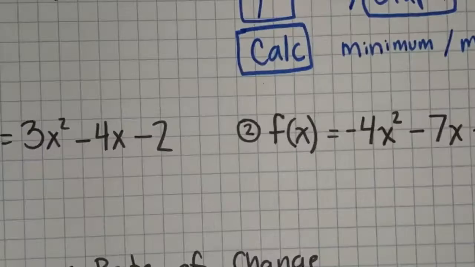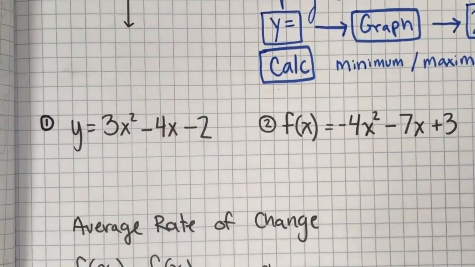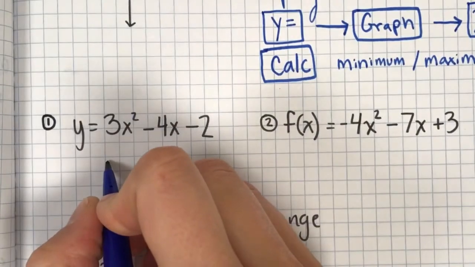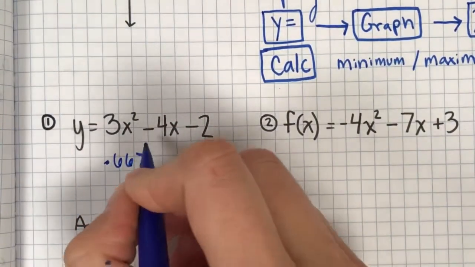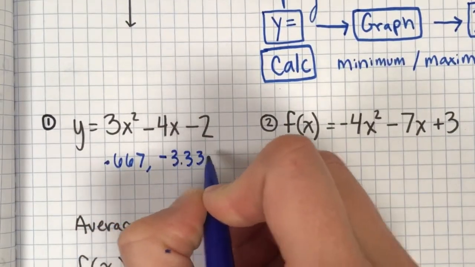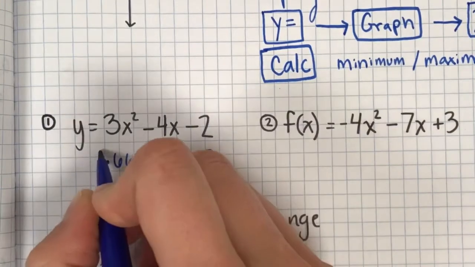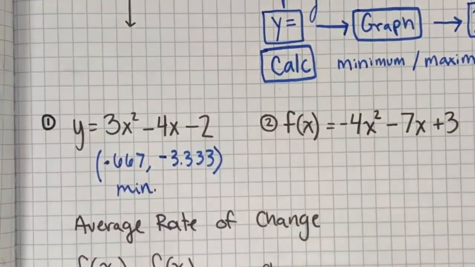All right, so my minimum here is .667, negative 3.333. And that is our minimum.